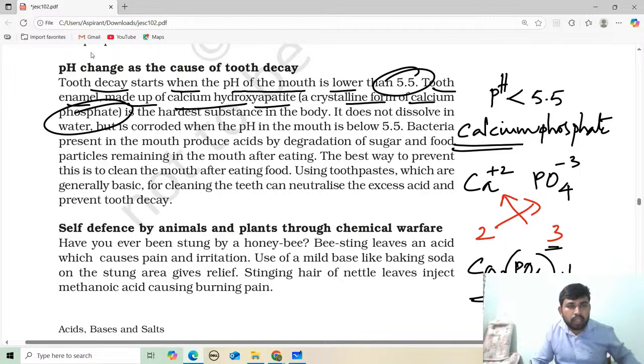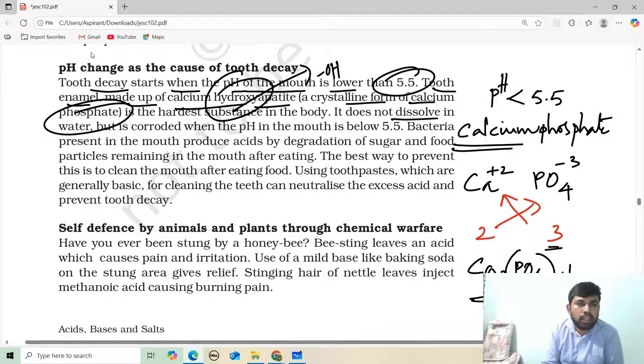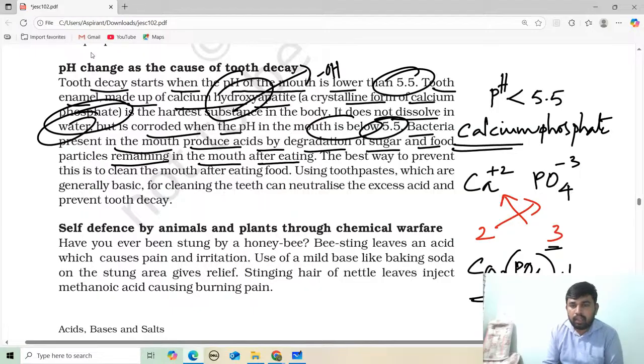This is the formula of calcium phosphate, with 10 molecules of water, I think. That is called hydroxyapatite. Hydroxyapatite means there is water, or OH, in it. It does not dissolve in water, but it is corroded when the pH of the mouth is below 5.5. Bacteria present in the mouth produce acids by degradation of sugar and food particles remaining in the mouth after eating. The best way to prevent this is to clean our mouth after eating food using toothpaste, which is generally basic.